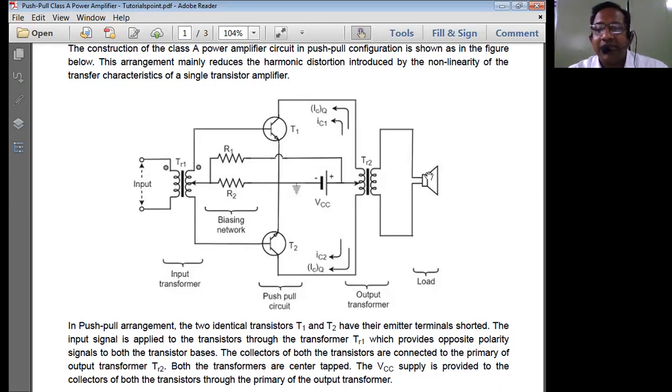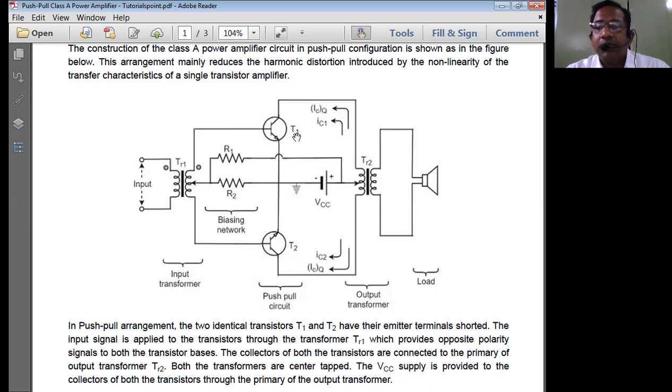But coming to class A, yes, you have to say class A push-pull power amplifier, because we have two other varieties of class A: class A without transformer coupling and class A with transformer coupling. So this is a special one in the class A type of power amplifier called push-pull. When you say push-pull, you have to use two transistors.